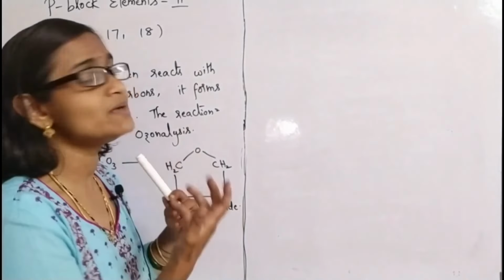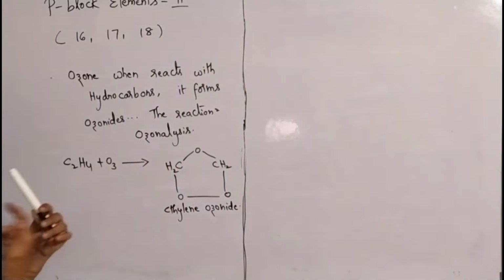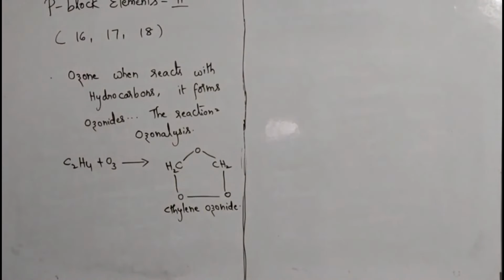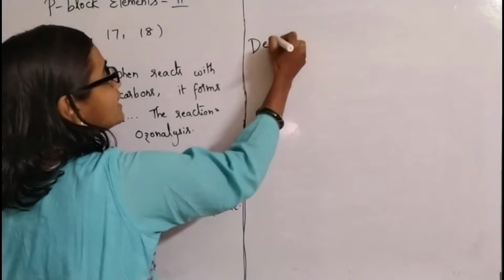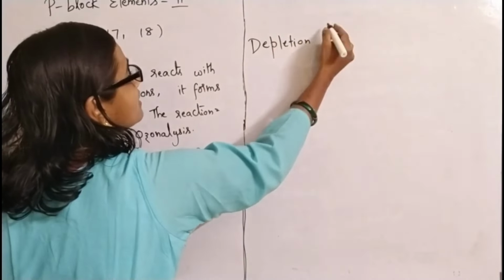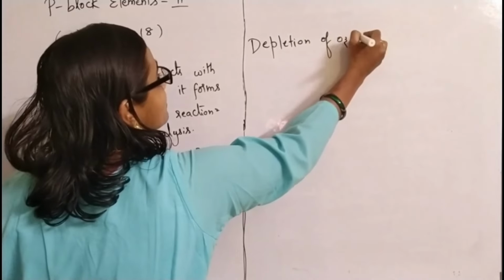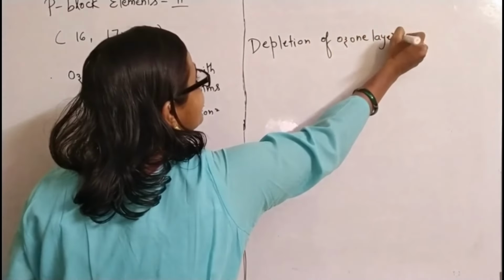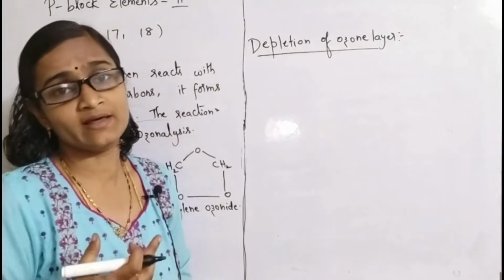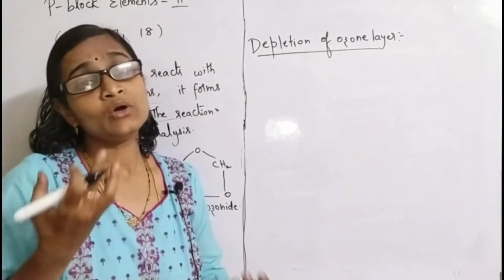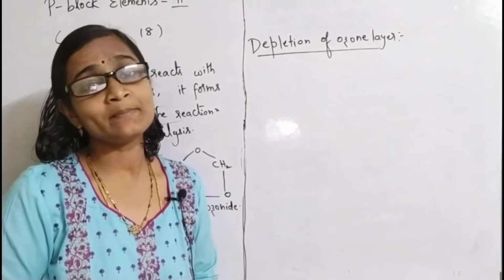So why am I saying this? Certain pollutants like CFCs, chlorofluorocarbons, also lead to the depletion of the ozone layer. Depletion of the ozone layer means you are observing holes formed in the ozone layer. Because of that reason only, global warming is increasing. Why is it happening like that?